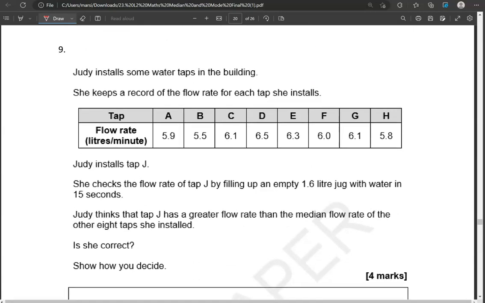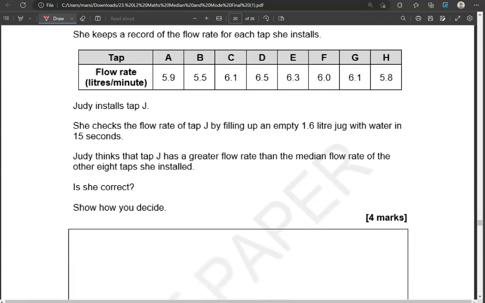Judy installs some water taps in the building. She keeps a record of the flow rate for each tap she installs. Judy installs tap J. She checks the flow rate of tap J by filling up an empty 1.6 litre jug with water in 15 seconds. Judy thinks that tap J has a greater flow rate than the median flow rate of the other 8 taps she installed. Is she correct? Show how you decide.